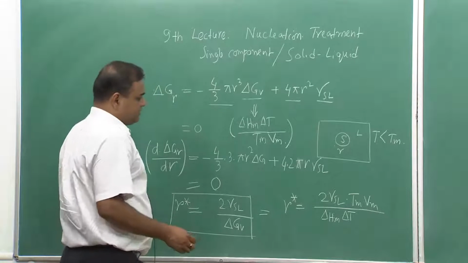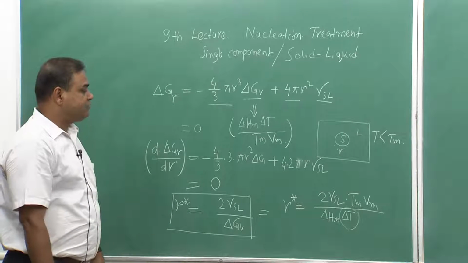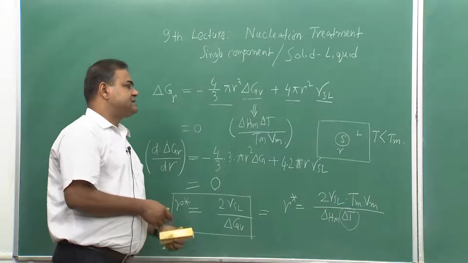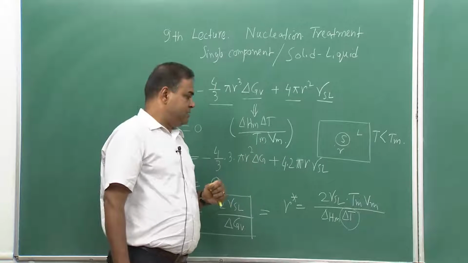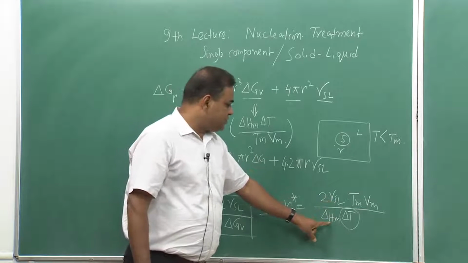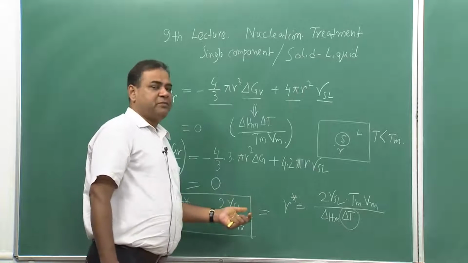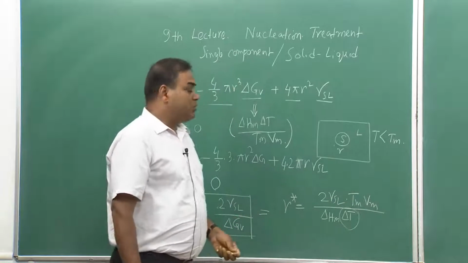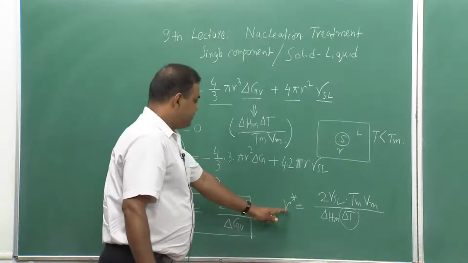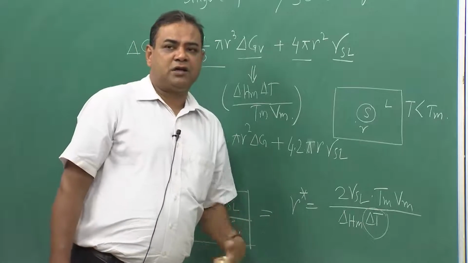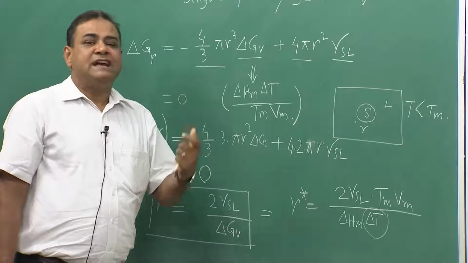Now, it is pretty clear that as we increase del T, that suggests that as we go down the temperature axis below T m, this R star keeps on decreasing. Since this is a constant term, this is also constant, this is also constant, because for a particular solid liquid transformation, the molar volume of that single component system remains constant. So, there is inverse proportionality between R star and del T, or in other words R star decreases with increase in undercooling or decrease in temperature.